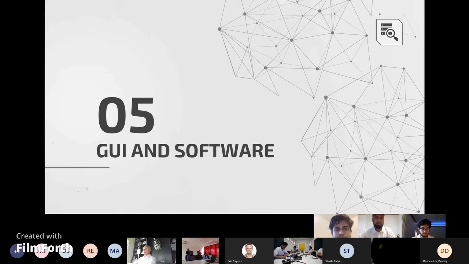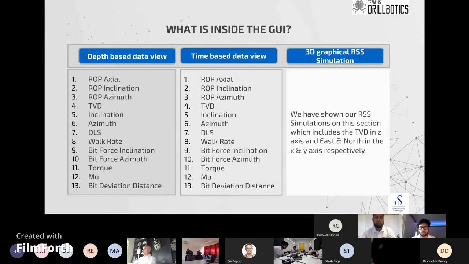I'm going to introduce the web GUI and our software. Our web GUI is very simple and user-friendly. Actually, it has only 3 parts: the depth-based data view, the time-based data view, and the 3D graphical RTSA simulation. In our web GUI, we have used a total of 13 parameters in our depth and time-based data.